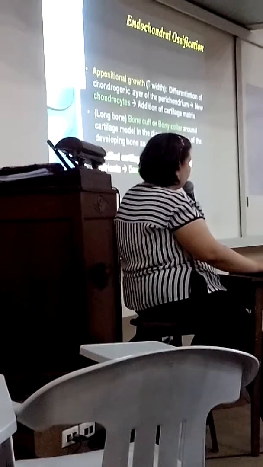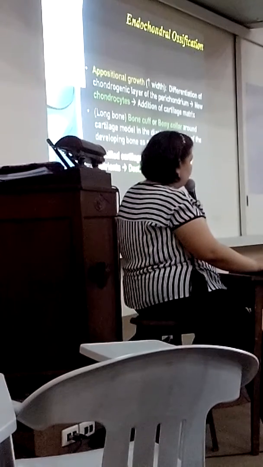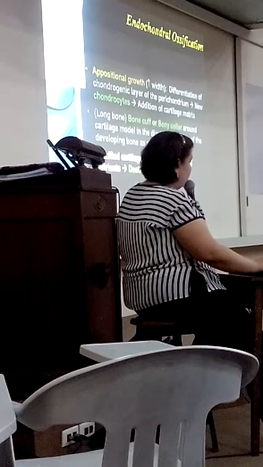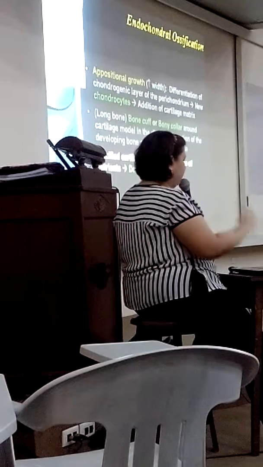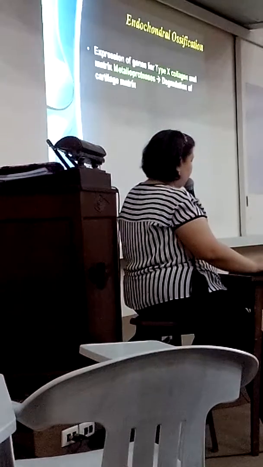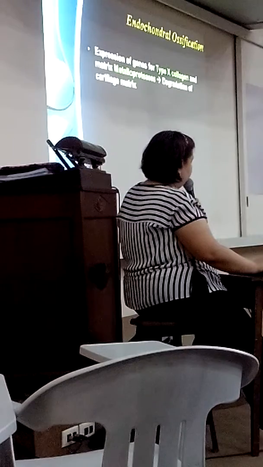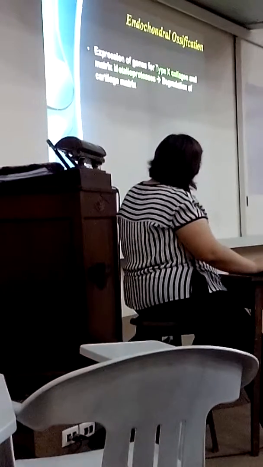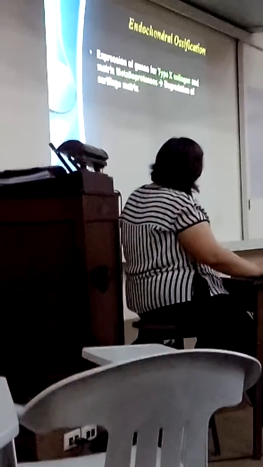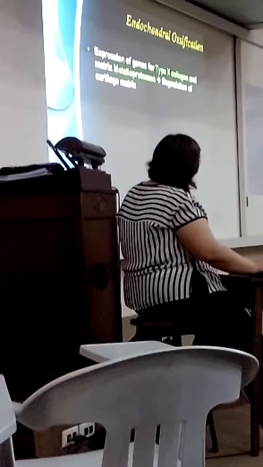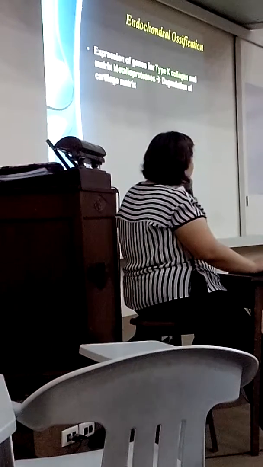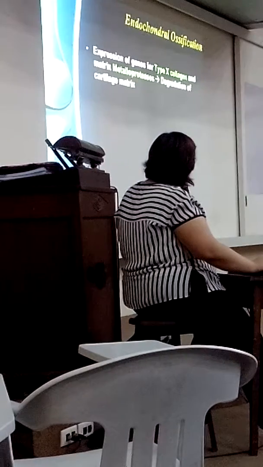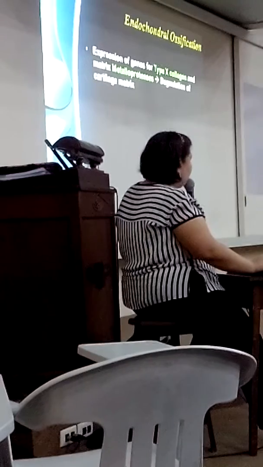Because of this, the cartilage being calcified, there's a decrease already in diffusion of the nutrients, so there's death of the chondrocytes. There's no flow of the nutrients anymore. So what happens, at this time there's expression of the gene for type 10 collagen and matrix metalloproteases. I believe this was mentioned in the exam. So what do metalloproteases do? They degrade the cartilage matrix.